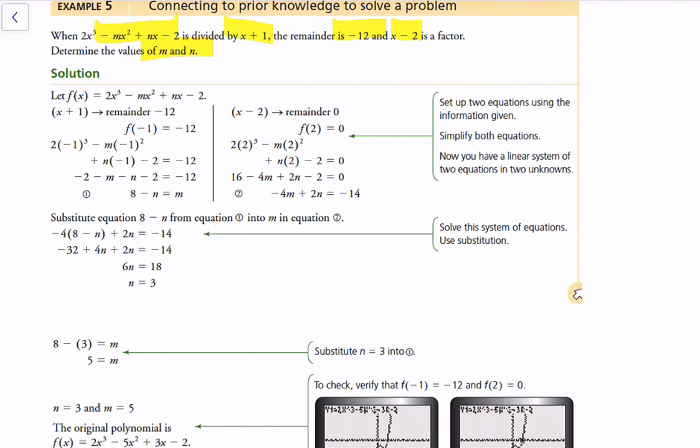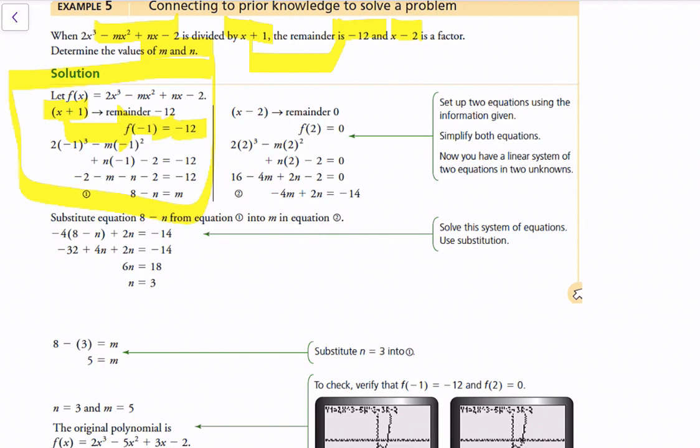So the first thing you can do is, because you know that once it's divided by x plus 1 and the remainder is negative 12, you can set up an equation that gives you that, right? So what they do here is they say that f at negative 1 is equal to negative 12. How do they get the negative 1? The negative 1 is given right here. They know that the value of x that would give you a 0 for this term is negative 1, so they put that negative 1 into the function, and that would be negative 12.